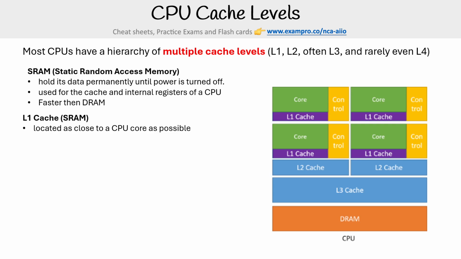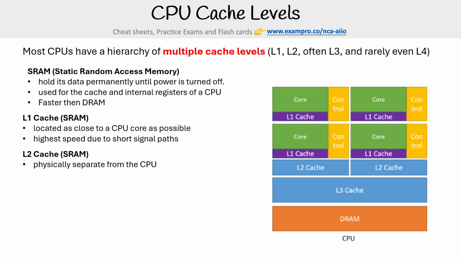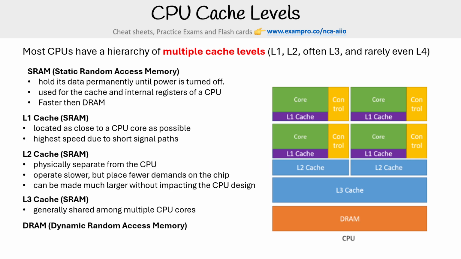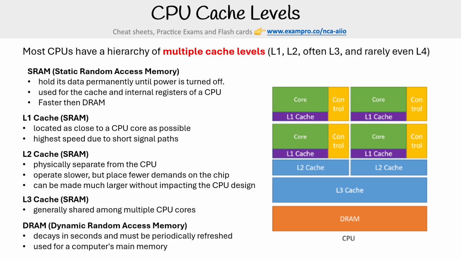For level 1 cache, this is located as close to the CPU core as possible, and has high speed due to a short signal path. L2 cache is physically separate from the CPU. It operates slower, but it places fewer demands on the chip. It can be made much larger without impacting the CPU design. L3 cache is generally shared among multiple CPU cores. We have DRAM, so dynamic random access memory. This decays in seconds and must be periodically refreshed. It's used for computers' main memory.